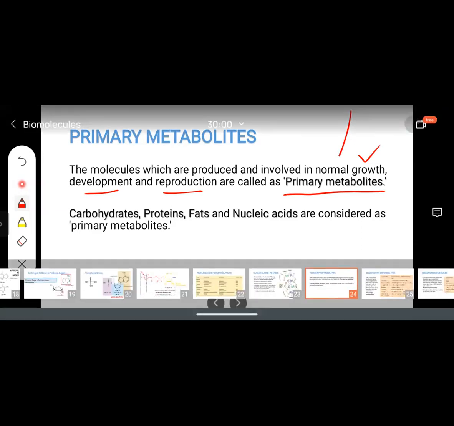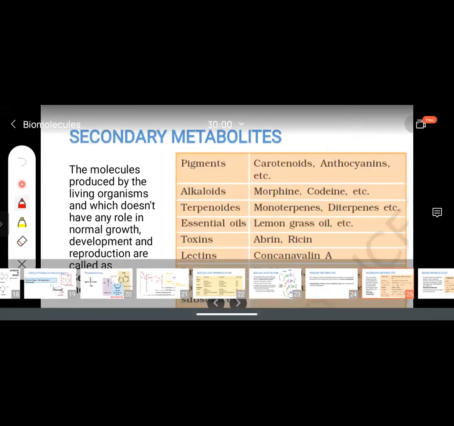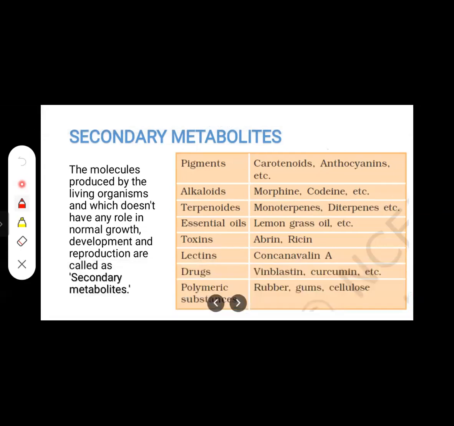Another term is secondary metabolites. So what are secondary metabolites? The molecules which are produced by the organism but are not required by it. It produces them, but it doesn't need them. So we call them secondary metabolites.